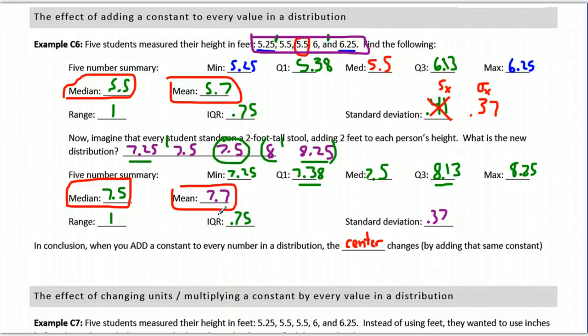What you'll notice is that nothing else changes. The range was 1 in both cases. The IQR was 0.75 in both cases. The standard deviation, once I did it correctly, was 0.37 in both cases. Those values never change when you're adding a number to every value in a distribution.